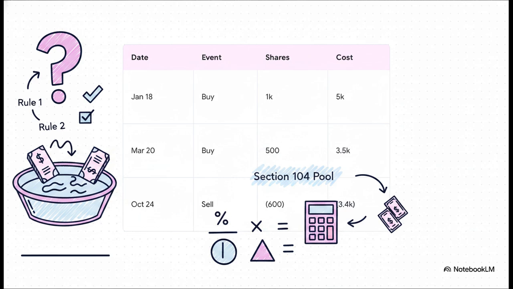For example, if we combine a January 2018 and a March 2020 purchase, it creates a pool of 1,500 shares with a total cost of £8,500. When 600 of those shares are sold in October, you apportion the cost directly from that pool. So 600 divided by 1,500 multiplied by the £8,500 cost. That gives us a deductible cost of £3,400 for this disposal.